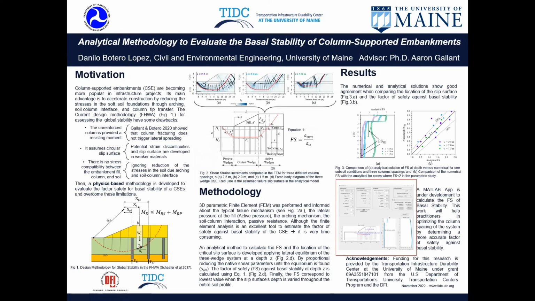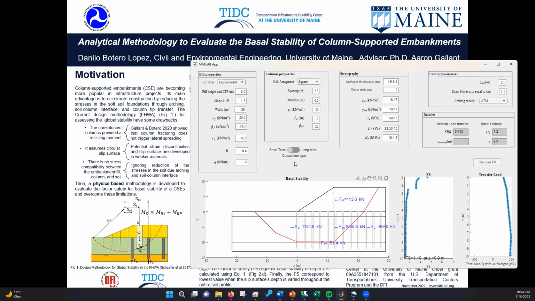Finally, we are developing an app in MATLAB, which is used to calculate the factor of safety, and you can vary the fill height, the column properties, and also the stratigraphy. And you can have these results in really 3 minutes. For example, you can have the active pressure of the fill, the active pressure due to the soil, and also the reduction from the columns, the forces due to the downdraft, and also the passive resistance. You can have everything out there, and you can see how the factor of safety varies with depth and where the critical location is.